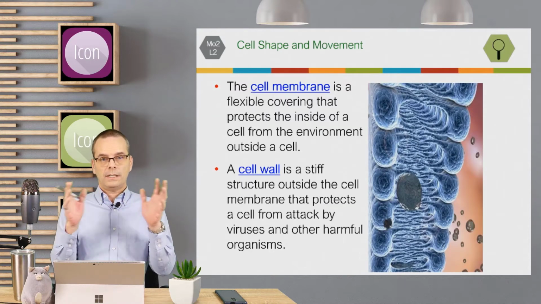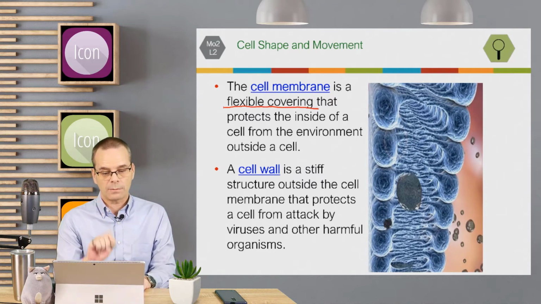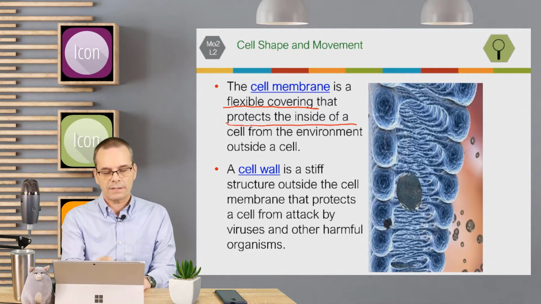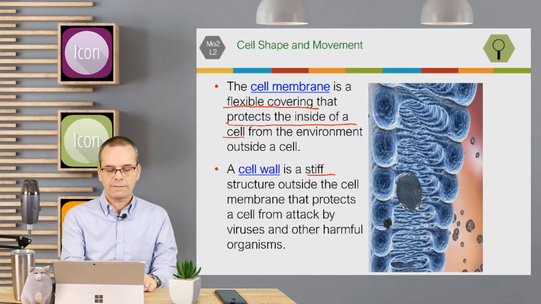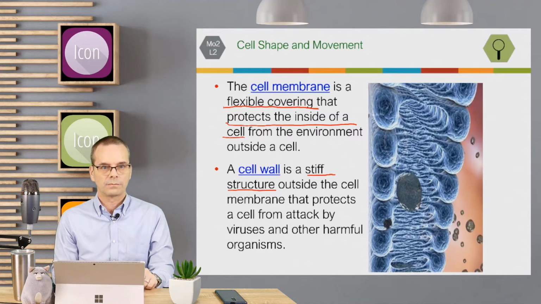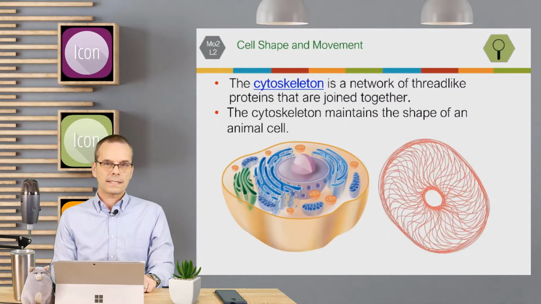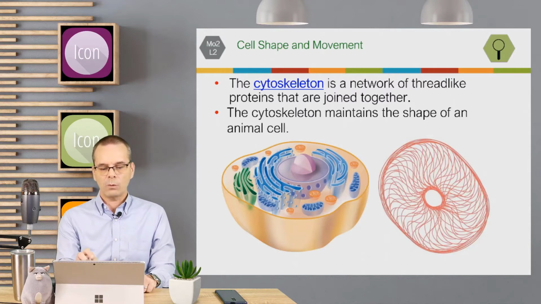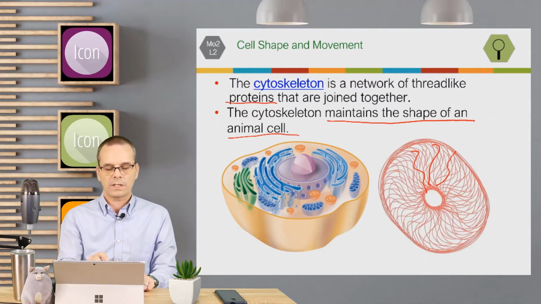Now, the cell membrane is one of the parts of a cell, and that's a flexible covering, flexible being the keyword, that protects the inside of a cell, as opposed to a cell wall, which is stiff, so it's not flexible. And that is outside the cell membrane, but it also protects a cell. The cytoskeleton is a network of proteins that look like threads, all joined together, and it maintains the shape of an animal cell.